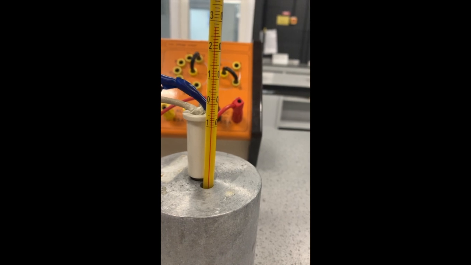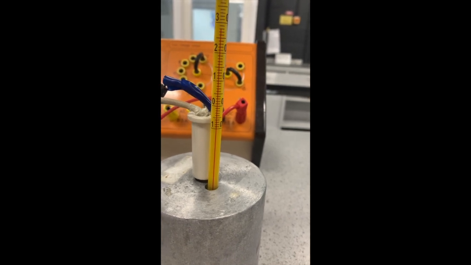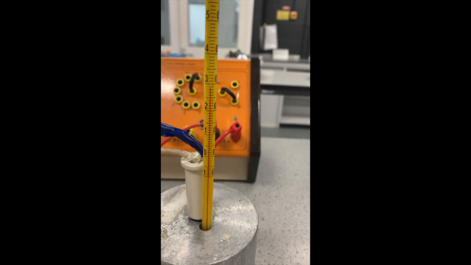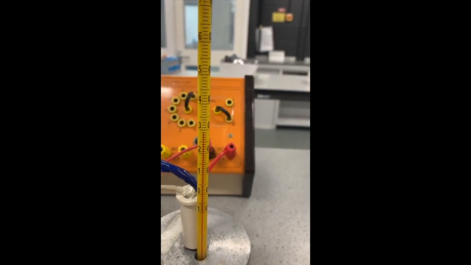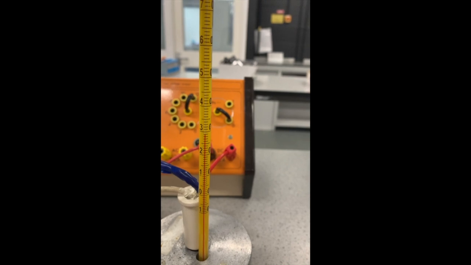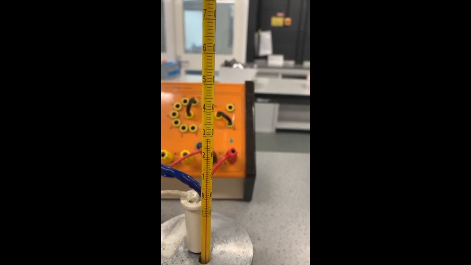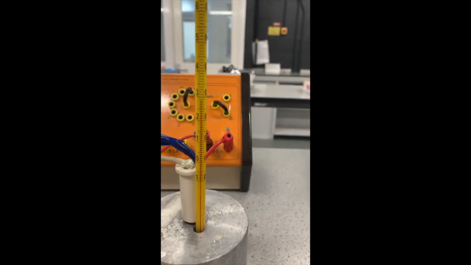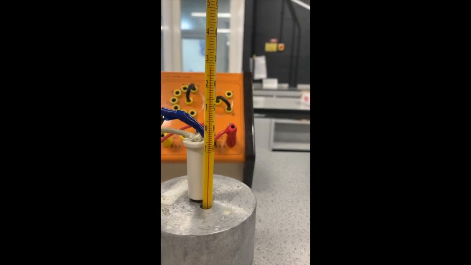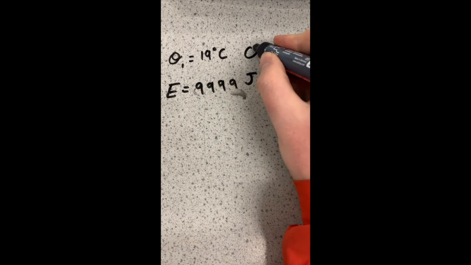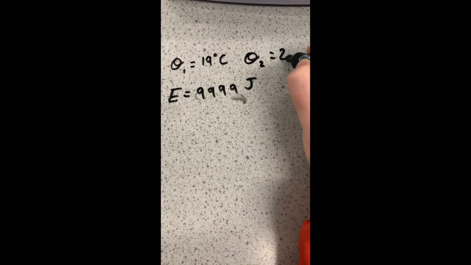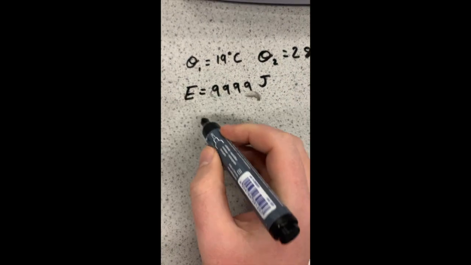Whilst I'm here though, actually, I'll just do a little bit about errors, because I did have the camera up here and it looks like 29 from up here. That's called parallax errors. If you're not in line with the thing that you're looking at, you're going to get an error when you take a reading. But if we take the reading properly, then we end up with 28. So final temperature is 28.